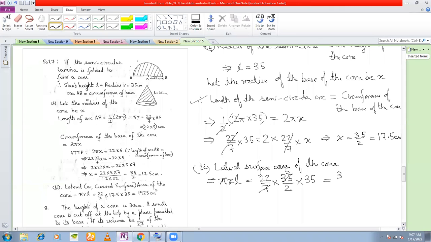3,850 divided by 2. In fact, 2 and 22 will cancel, so you simply get 11 into 5 into 35. So you get 1,925 centimeters square. That completes the cone part. Any question with this problem? Otherwise, I'll proceed with the next one.